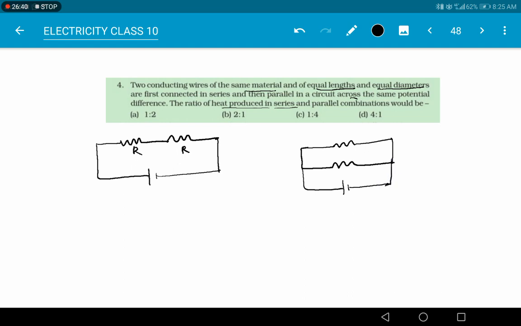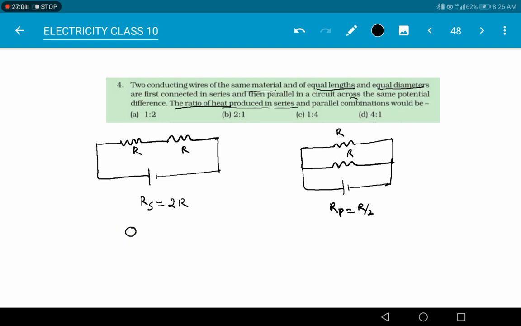They are going to ask what is the ratio of heat developed in the circuit. First, let us find the effective resistance. In series it is 2R, and in parallel it is R by 2. Because the resistors are identical, we write R by N, so Rp is equal to R by 2.